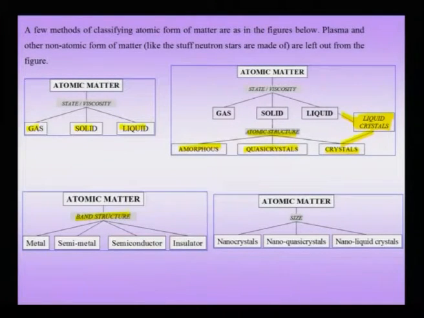Based on the band structure, a material can be a metal, it can be an insulator, or it can exist in one of the intermediate states like what is known as a semi-metal or a semiconductor.